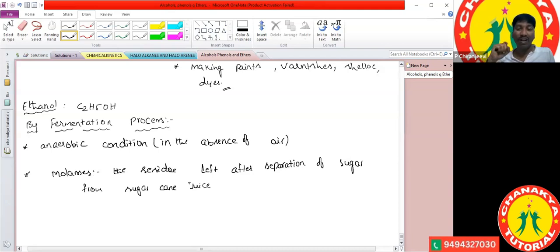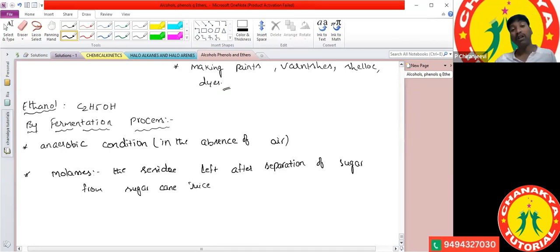Now, whenever you're heating continuously, some black color residue is left in those big containers only. That black color residue we can call molasses. Okay, so molasses contains 20 to 40% of sugar. How much sugar is there in molasses? 20 to 40% of sugar will be there.